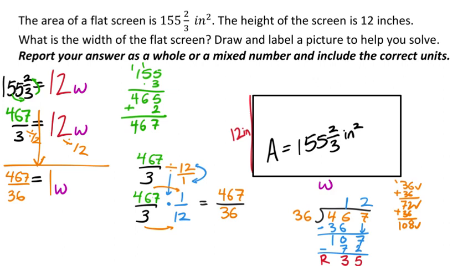So the mixed number appears as 12 and 35/36. Don't forget to label it as well: inches. That's the one we want. That's the width.